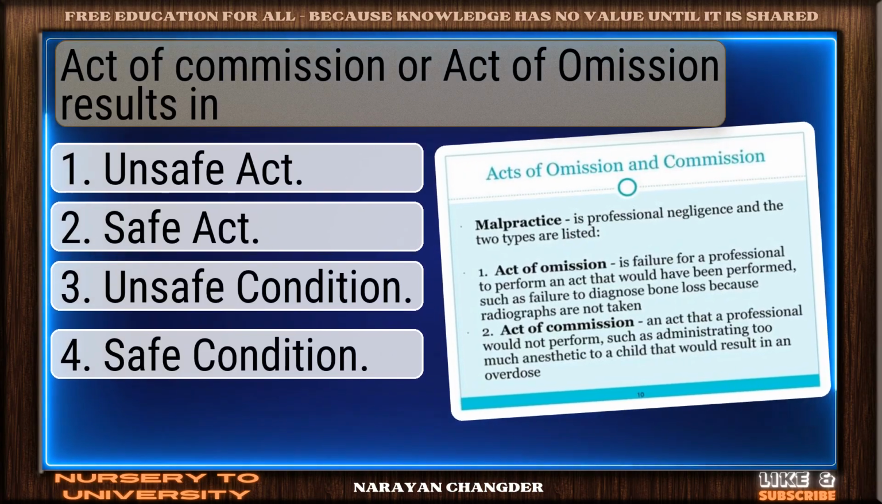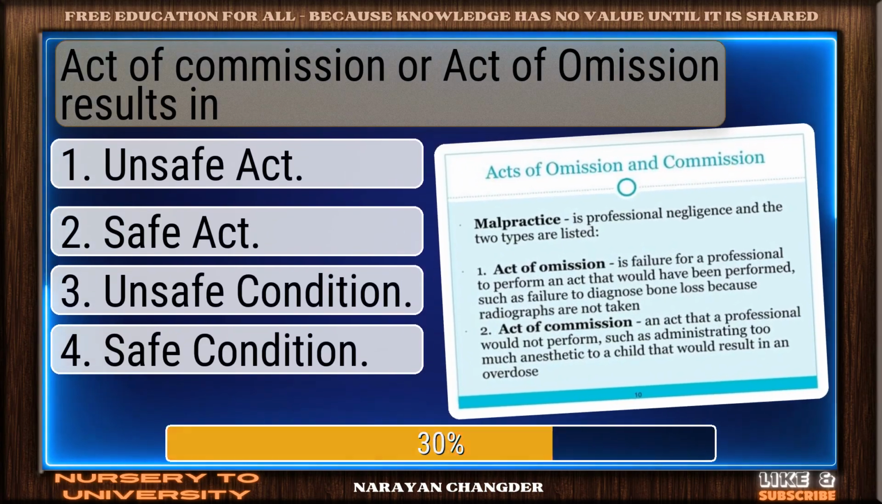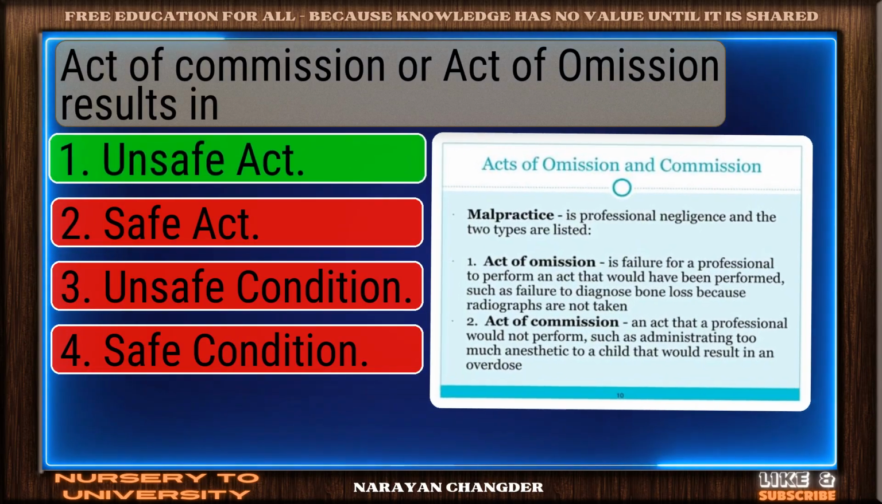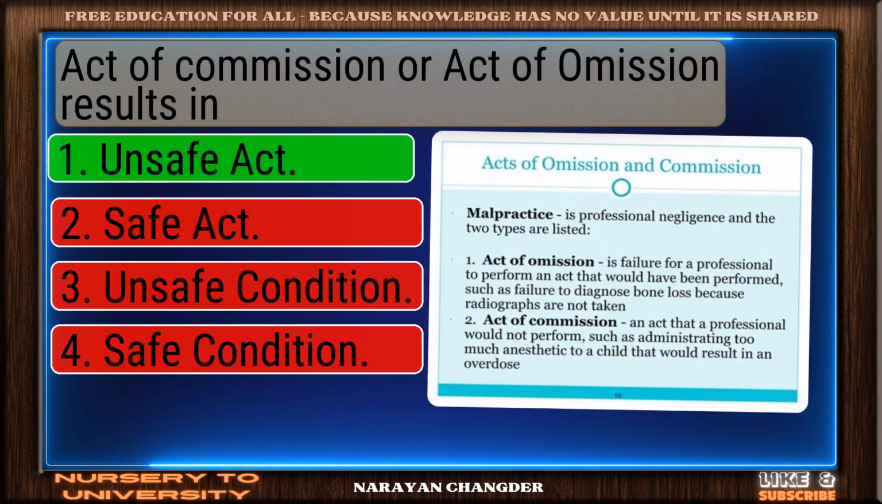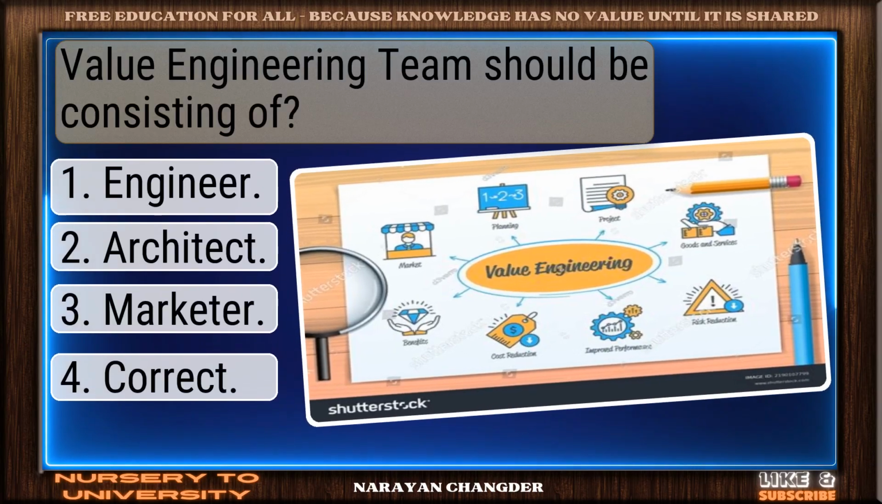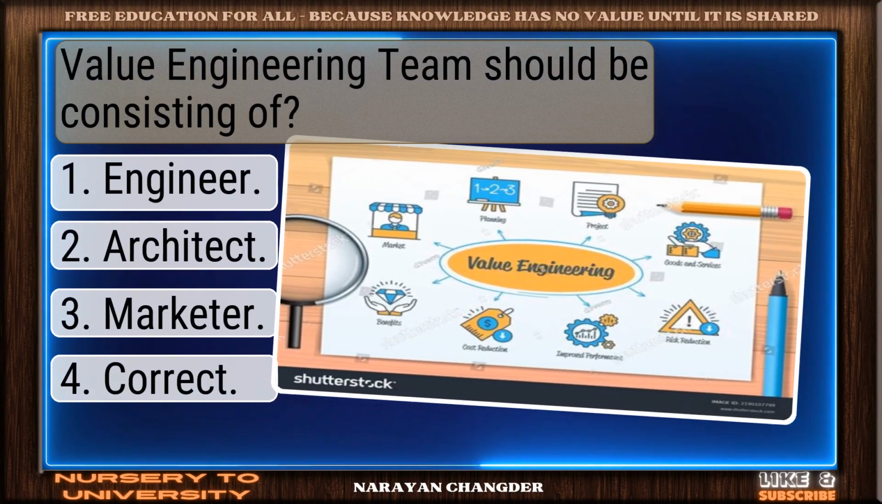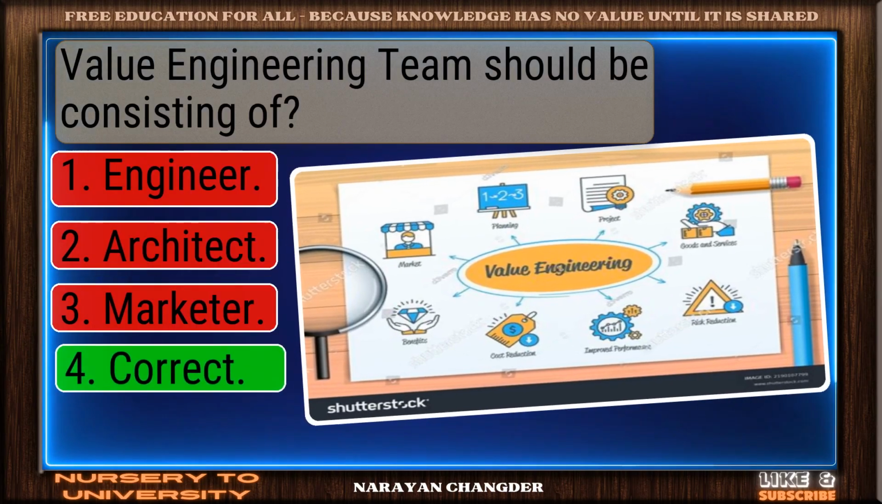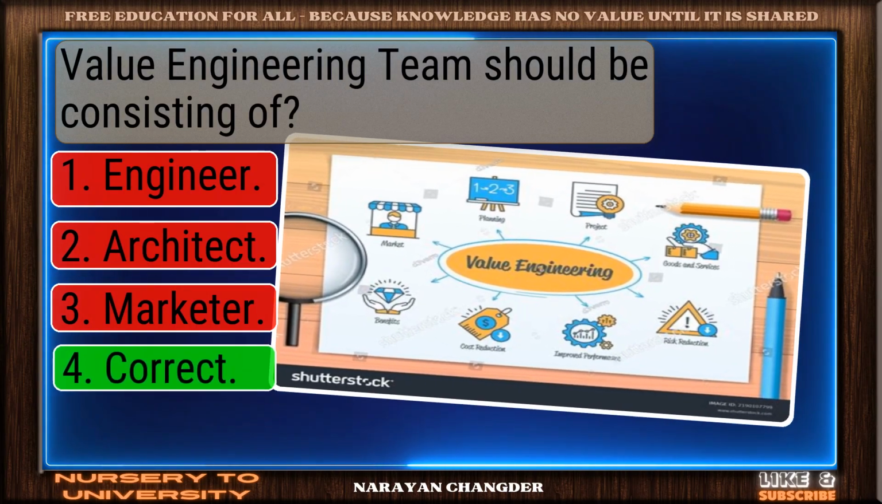Act of commission or act of omission results in. Sharp thinking. Unsafe act is the right choice. Value engineering team should be consisting of. Valid point. Correct is true.